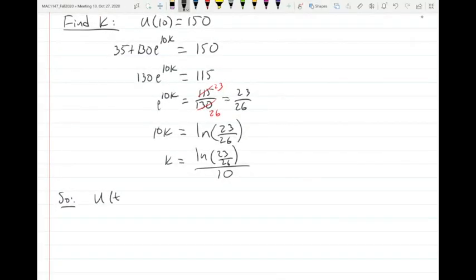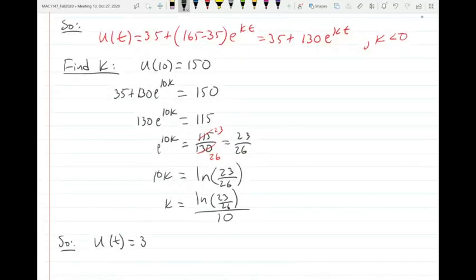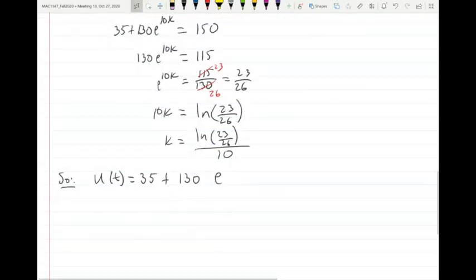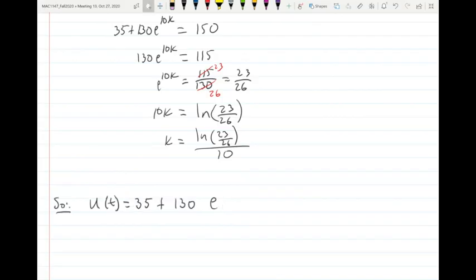All right. So now we're gonna update the model. So u of t then looks like this. It's gonna be 35 plus 130 times e to the kt, but remember now k is this big expression: ln of 23 over 26 divided by 10, all of that times t.